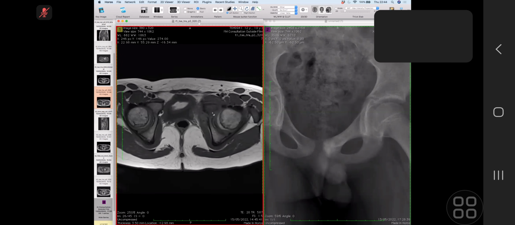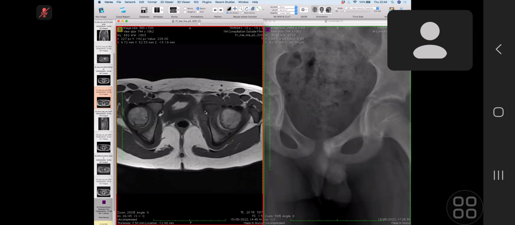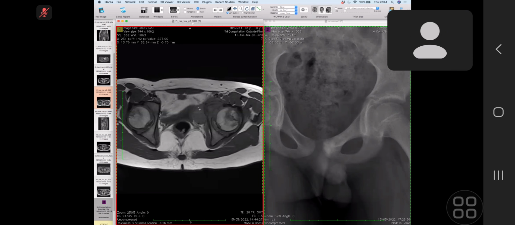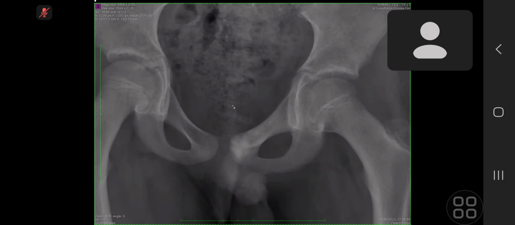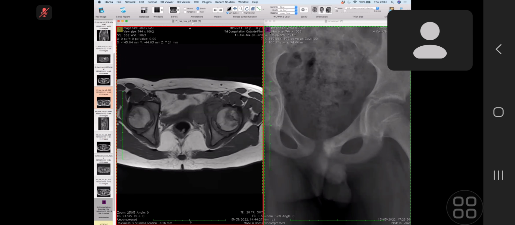I mean, that sclerosis that you were seeing, it's quite T1 hypointense. Yeah, and I can see some cortical breach with some soft tissue component. So, and low on T1. So this is likely in keeping with, given the patient's age of 10.